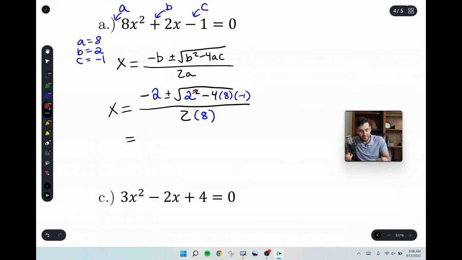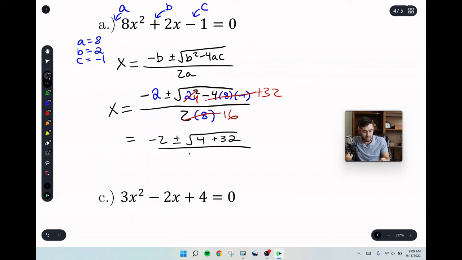We know that 2 squared is 4, right? 4 times 8 is 32. With the negative, it's probably going to turn that into a whole positive 32. Bottom's probably going to be 16. So if we reduce that a little bit, we got negative 2 plus or minus the square root of 4 plus 32 all over 16.